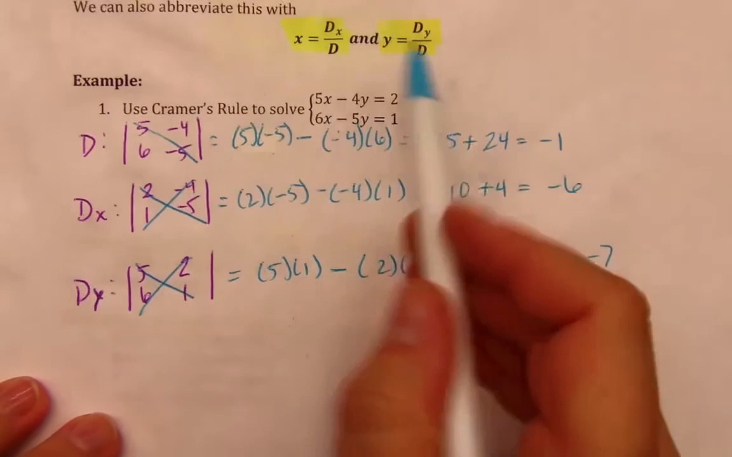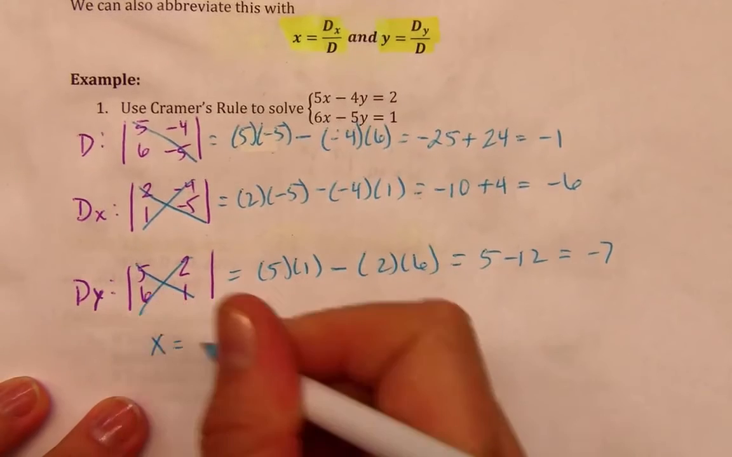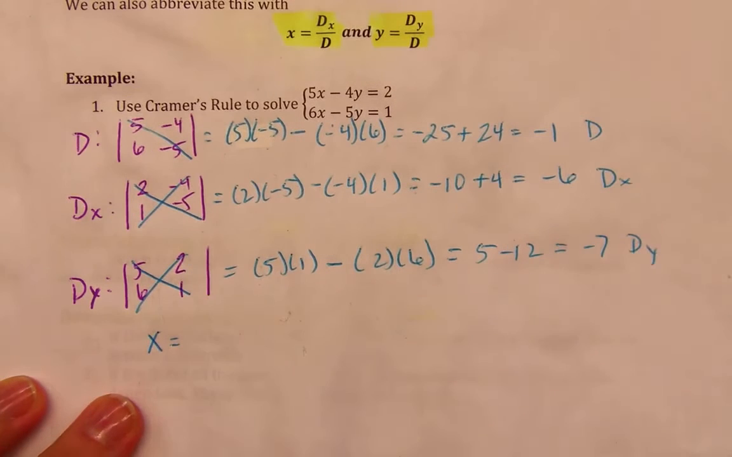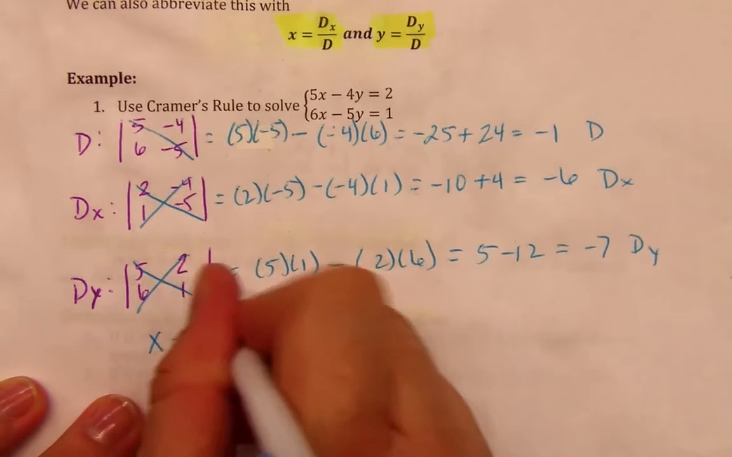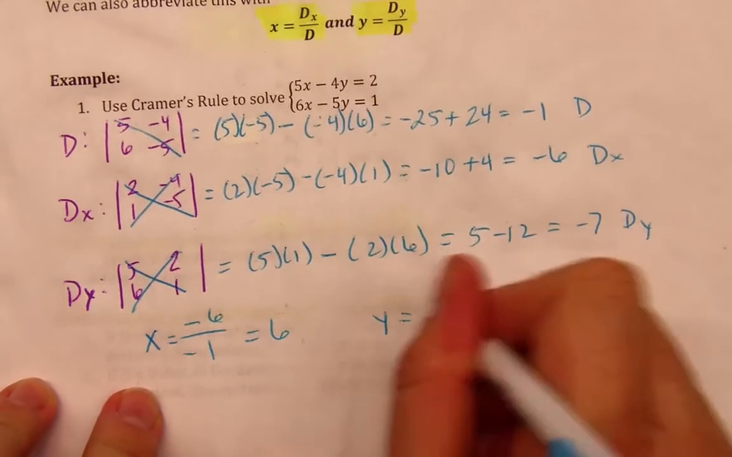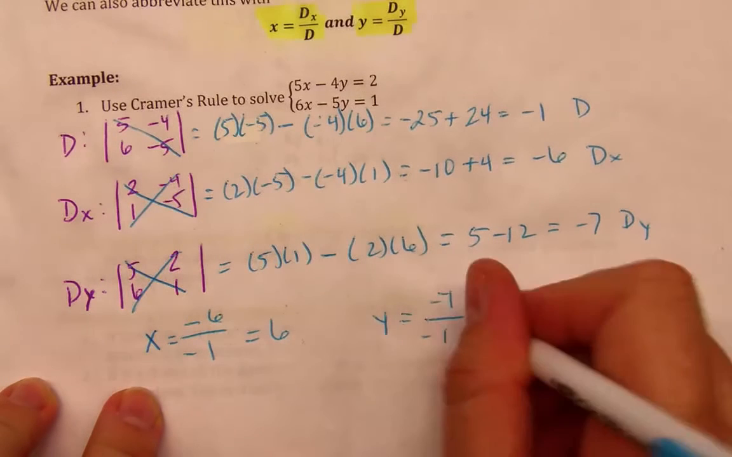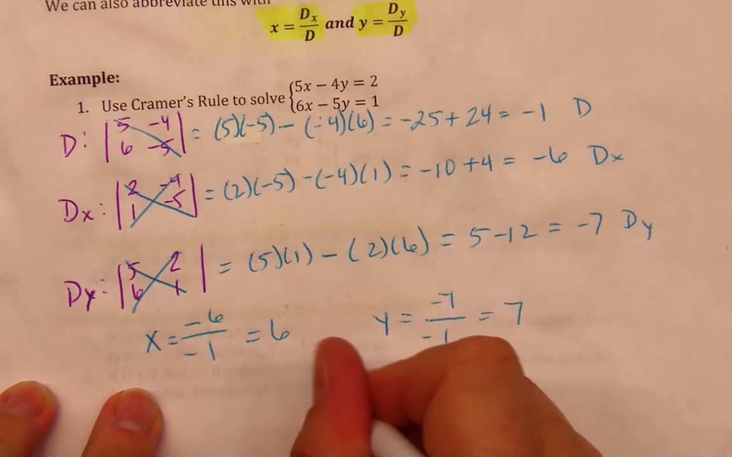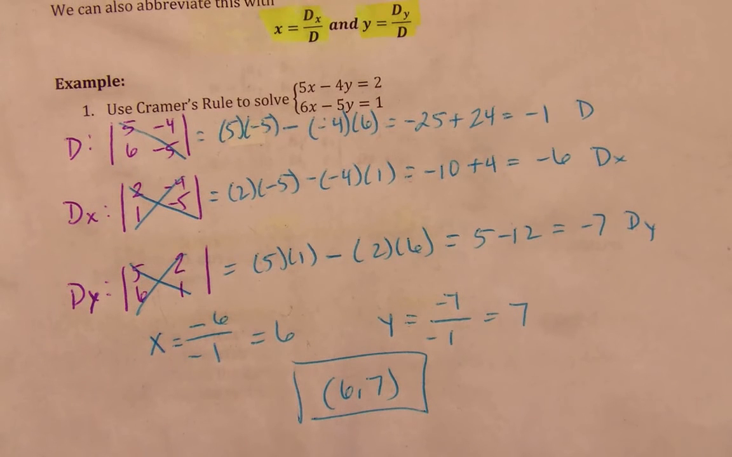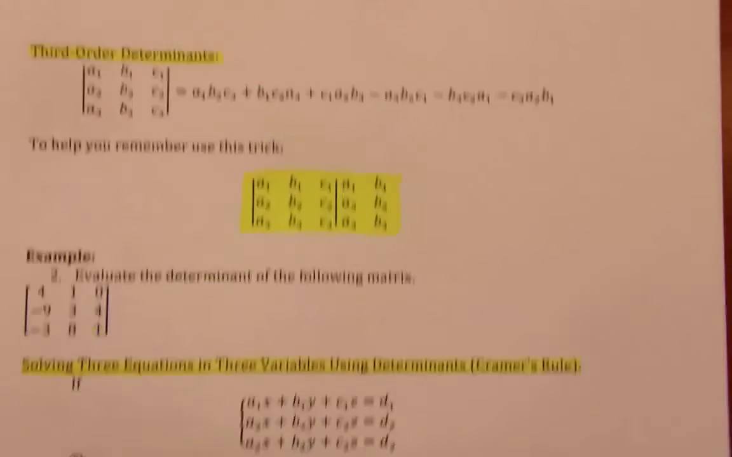So, using what we have right here, x is going to equal, this is our d, this is dx, and this is dy. X is going to equal -6 over -1, which is 6, and y is going to equal -7 over -1. That'll give us 7. And if you were to solve this using any other method, you would also get 6, 7. Okay. So that's our first example of a 2 by 2 matrix using Cramer's rule, but we can also use Cramer's rule for a 3 by 3. And let's look at an example of that.